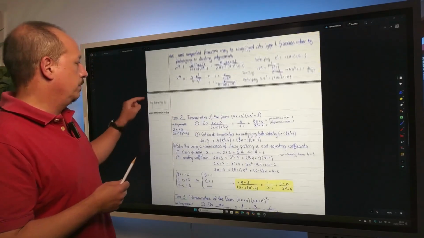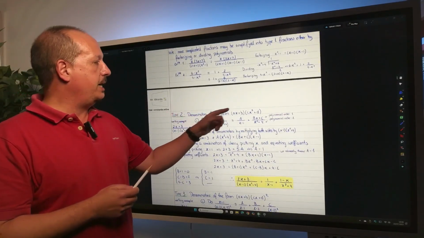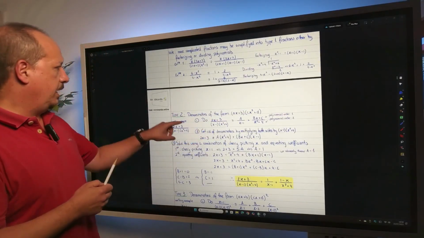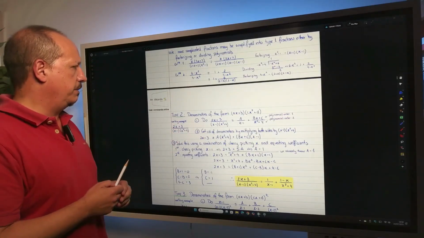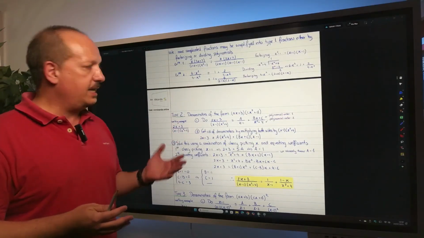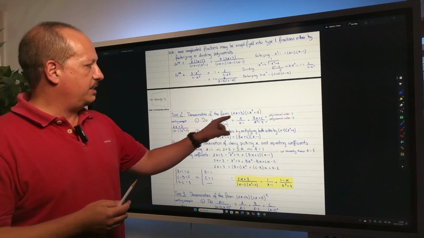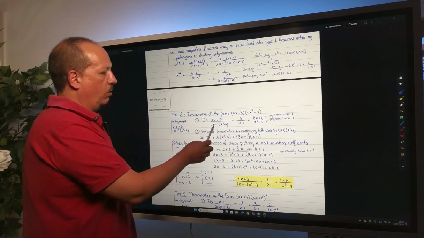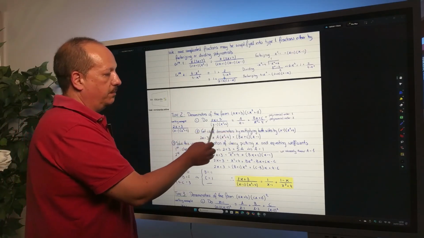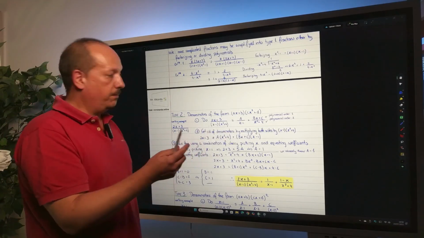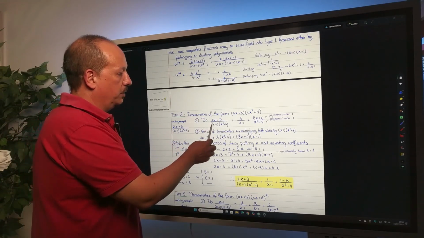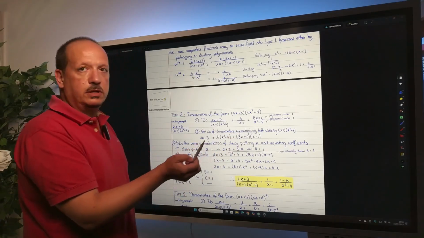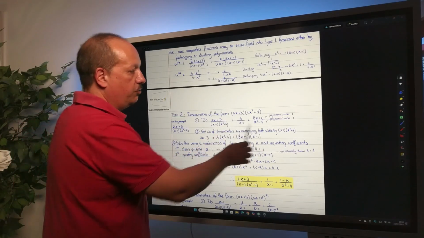Let's look at type 2. Here the denominators are in the form ax plus b times cx squared plus d. Okay, as an example, I have this one over here. So what happens in this case? You divide this into partial fractions like this. Okay, you put a over this polynomial over here, and then you put bx plus c over this one over here, the order 2 polynomial. All right, this you need to know.